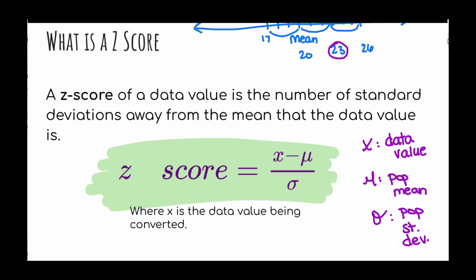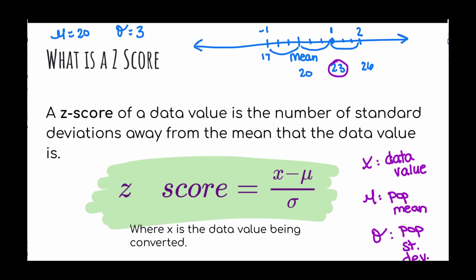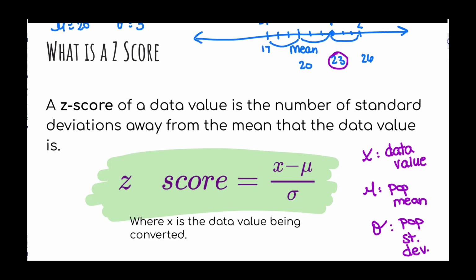So I just want to show you real quick, up top here, I had illustrated a number line with the mean of 20 in the middle, standard deviation of 3. So if we went up 3, that's 1 standard deviation, z-score of 1. If we went up 3 more to 26, that's a z-score of 2. I just want to show you how 23 is a z-score of 1 using this formula. So with the formula, we have the z-score, I'll write z for short, is equal to x minus mu over sigma.